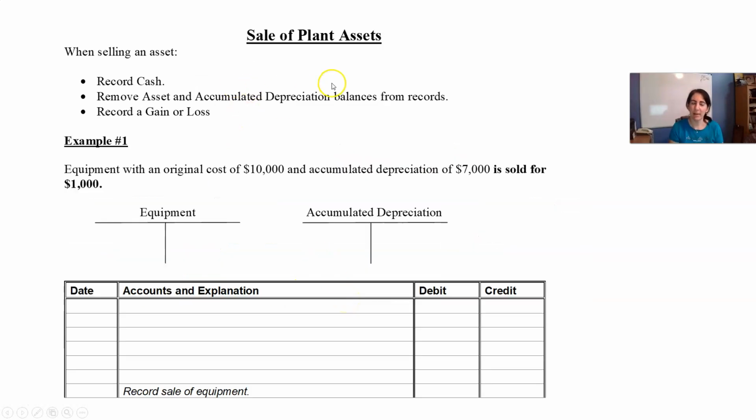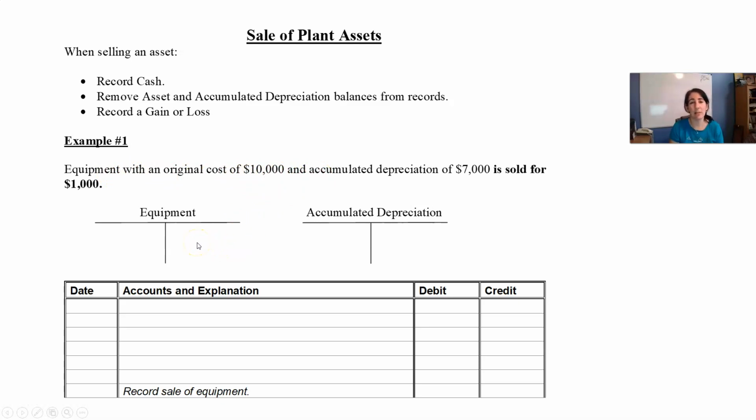Now what if we sell these things? Now we're not just discarding them, we're making some money. Well, these are the steps: record cash, remove the asset and accumulated depreciation, record a gain or loss, if any. So let's do this. Equipment with an original cost of $10,000 and accumulated depreciation of $7,000 is sold for $1,000.